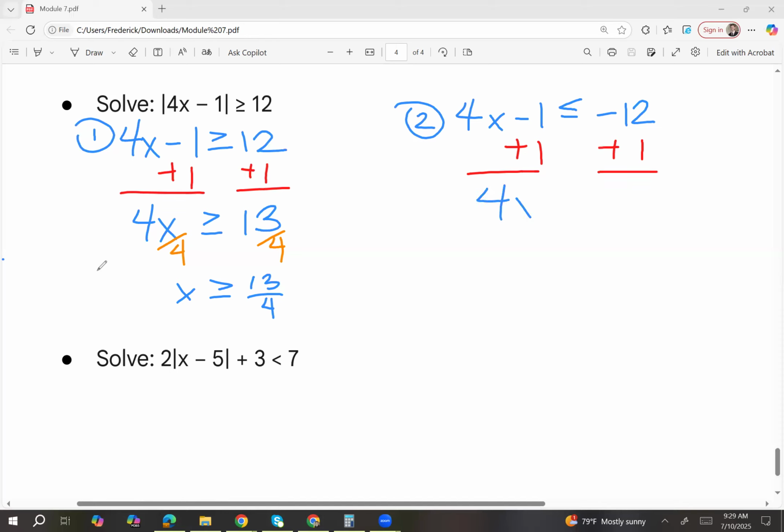It's going to look a little similar for a little while, but then changes since we get a different number on the right-hand side here. Negative 12 plus 1, that's negative 11. Operation still looks kind of similar. We have 4 to divide. Final result a little bit different. X less than or equal to negative 11 over 4.